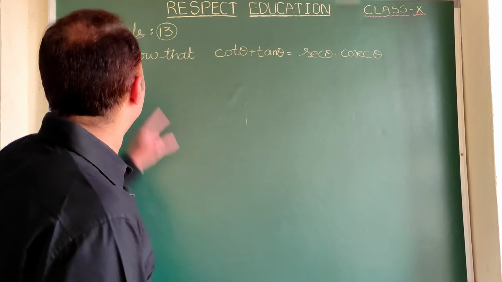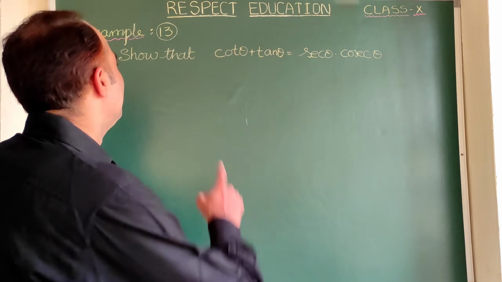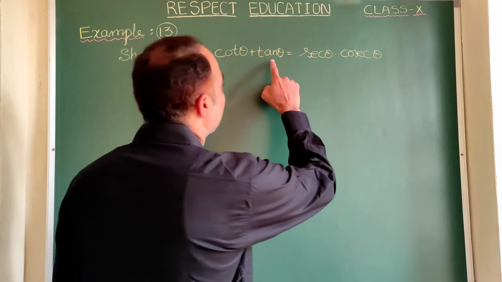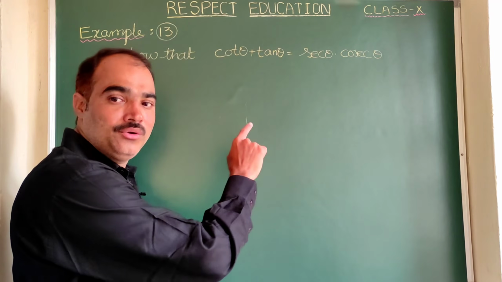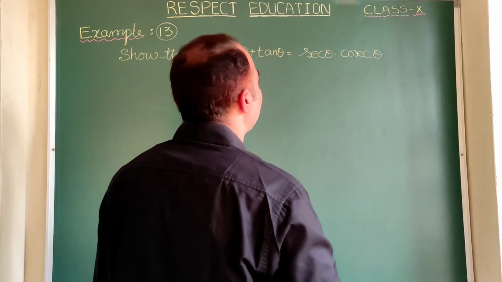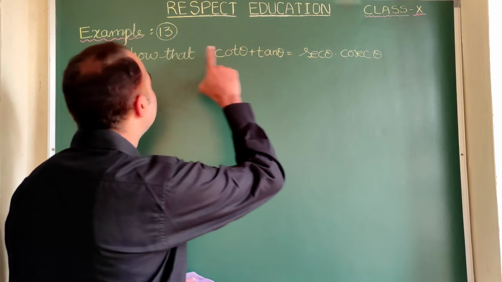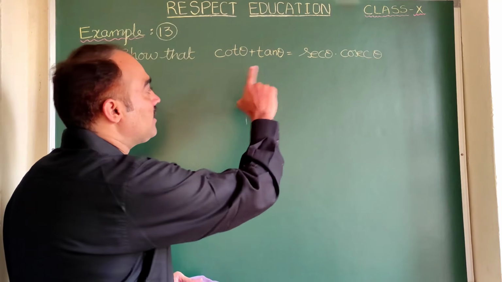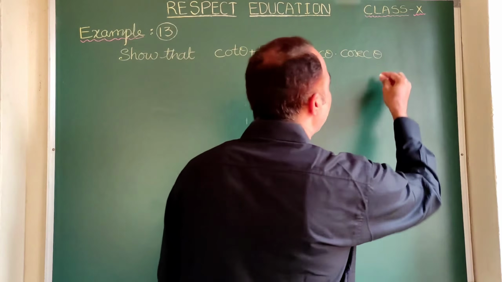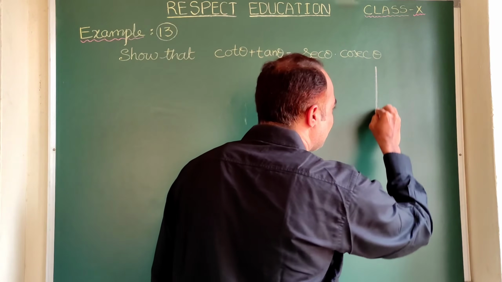Now we see example number 13. Show that cot theta plus tan theta is equal to secant theta into cosecant theta. Actually this problem is the example before exercise 11.4. For solving them, we need to use certain formulas.